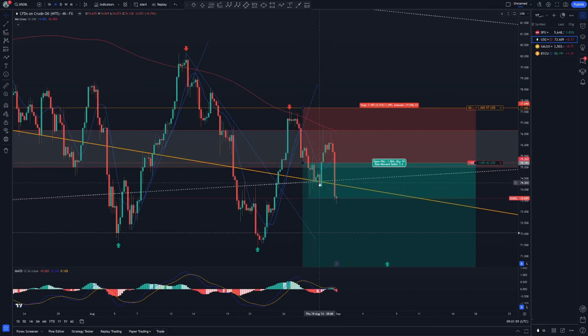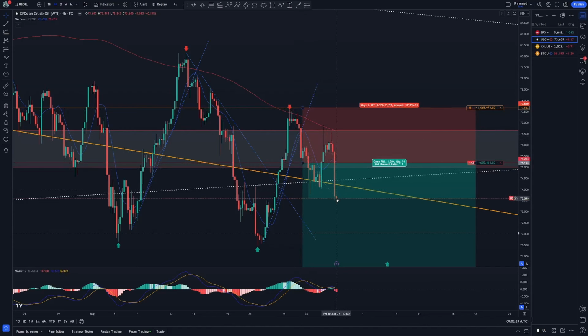Then price found support at this weekly trend line and the white dotted line from the triangle and got rejected to the upside, but then it wasn't able to hit my stop loss because the 200 moving average at the 4-hour time frame was acting as resistance, and price declined and plotted a new low, lower low. First low, lower high, lower low.